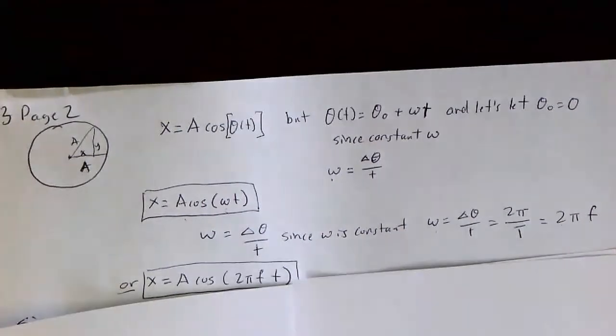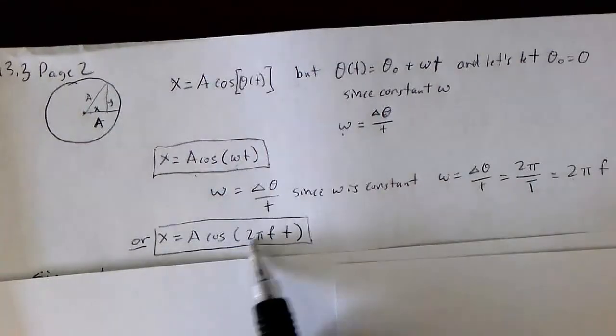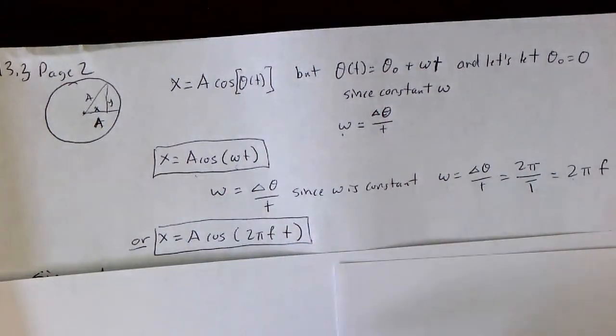And then another way of writing this, if you wanted to, since omega is 2 pi f, we have x is the amplitude times cosine. Omega is 2 pi times the frequency times time. And the book likes to keep it like this. I actually also like this form.